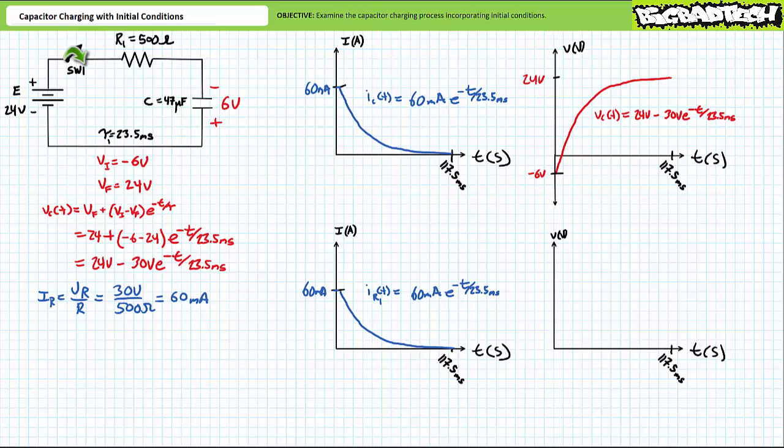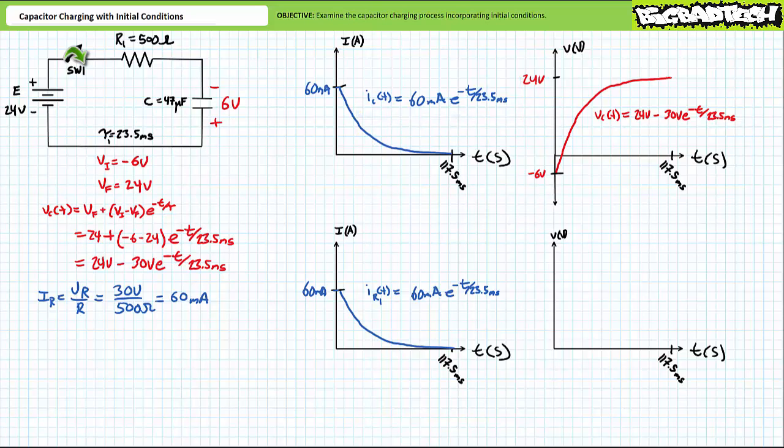With a negative initial charge, now more differential exists across the path with identical resistance. As such, current increases. Charge current, despite being of a larger magnitude, however still exhibits similar behavior as previously. Notably, after the initial surge, it decays to 0 after 5 time constants, in this case 117.5 milliseconds. Current through the capacitor as a function of time, Ic of t, can be expressed as 60 milliamperes times e to the negative t over 23.5 milliseconds.